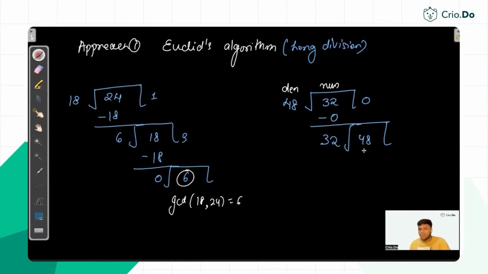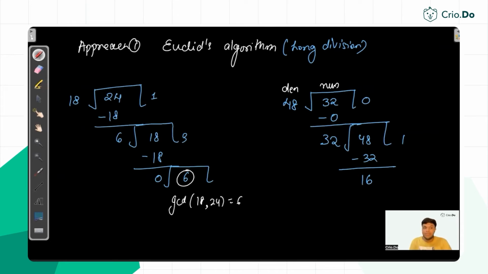That is, if the numerator is smaller than the denominator, then in the next step itself the swap happens. The numerator becomes the denominator and the denominator becomes the numerator. So the answer will be the same: GCD of 48, 32 will be the same as GCD of 32, 48. What if we divide 48 by 32? The quotient will be 1 because we can subtract 32, and the remainder will be 16.